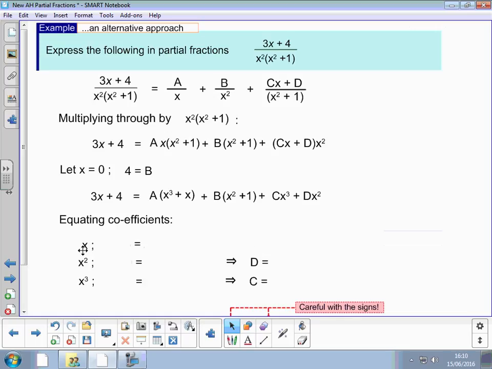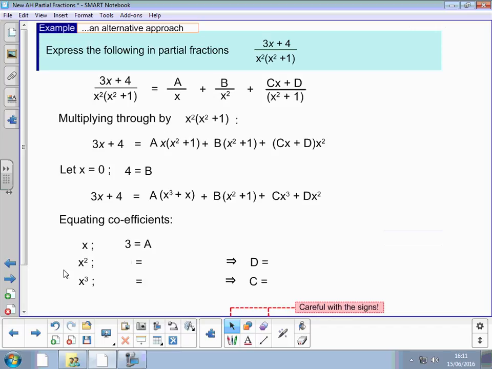So looking at it here, we've got our x coefficient we'll deal with first. So on the left hand side, the coefficient of x is a 3. Going through this, we have an x term here, so that'll give us an a. Looking at this one here, that isn't an x term, and looking at this part here, that isn't an x term either, so we just end up with 3 equals a. So we figured out that a equals 3.